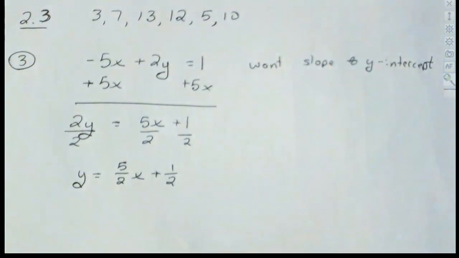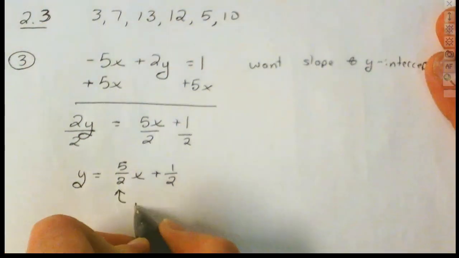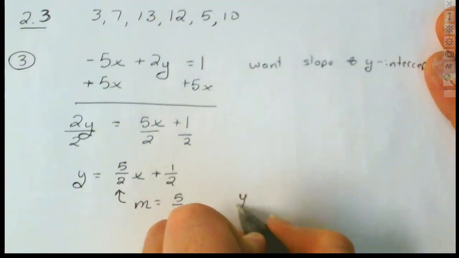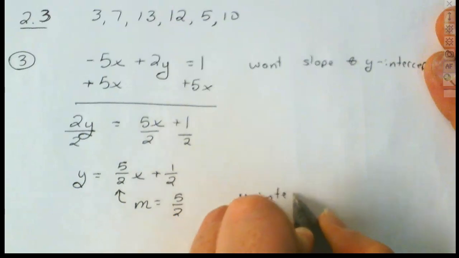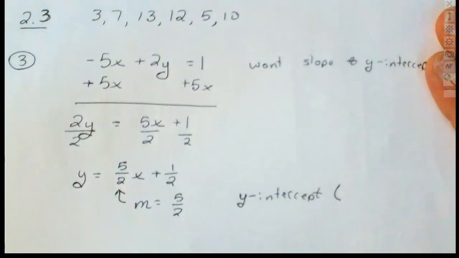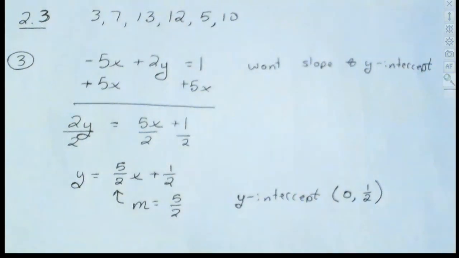So that's what we've got. Now, what do we want? We want the slope and we want the y-intercept. The main thing we need to remember about the y-intercept is that it's a point. Not just one number, it's an ordered pair. So your slope is the number in front of the x, and that's your m, and that's 5/2 there. The y-intercept is an ordered pair. It's not just that 1/2, it's going to be 0, 1/2, right?